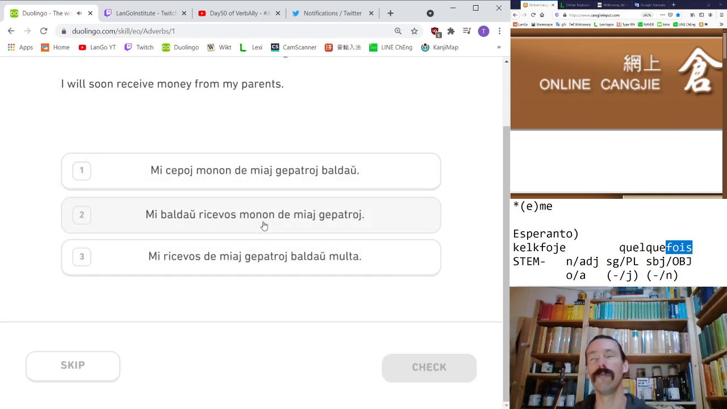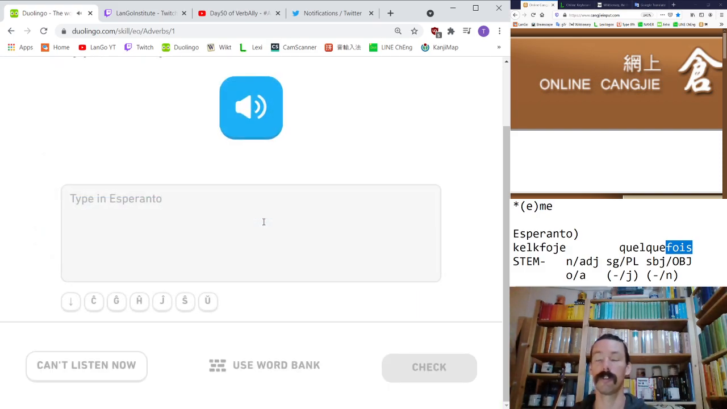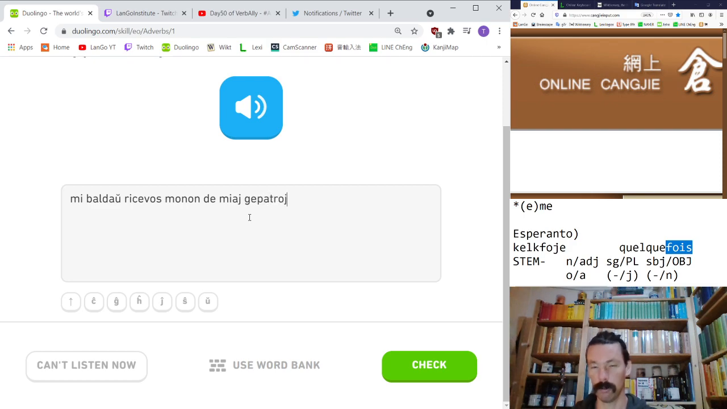I will soon receive money, monon, from my parents. Baldaŭ ricevos. Mi baldaŭ ricevos monon de miaj gepatroj. Da and is modified u. Mi baldaŭ ricevos monon de miaj gepatroj, from my parents.